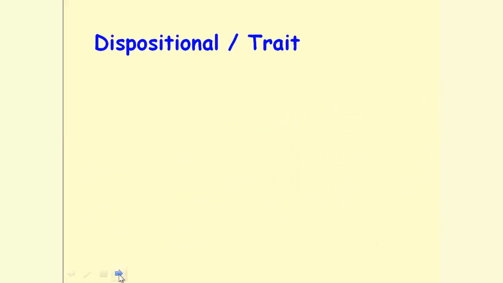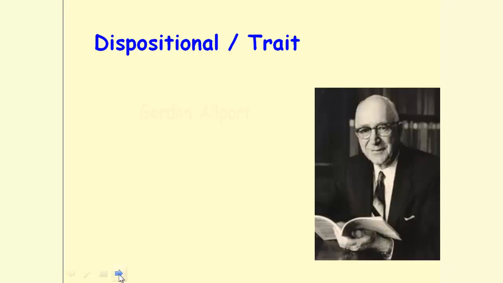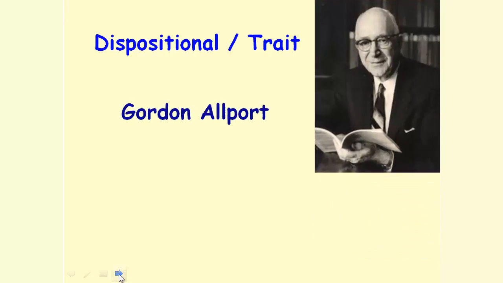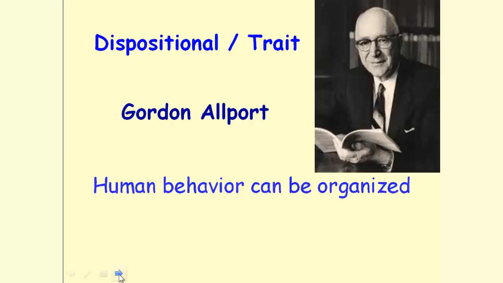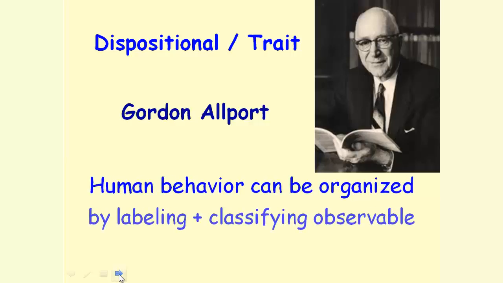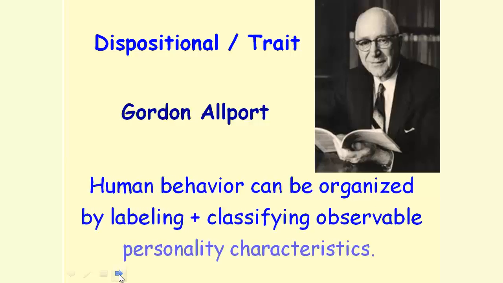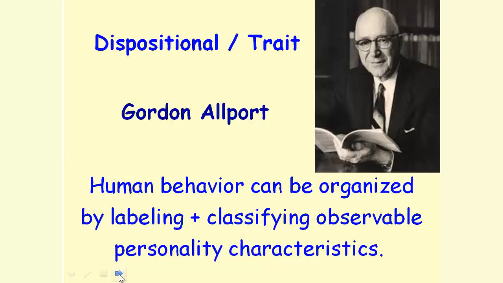There are several versions of trait or dispositional theory that we will study. We start with Gordon Allport's trait model that concludes that human behavior can be categorized and organized by labeling and classifying observable personality characteristics. This goes back to the ancient Greeks.